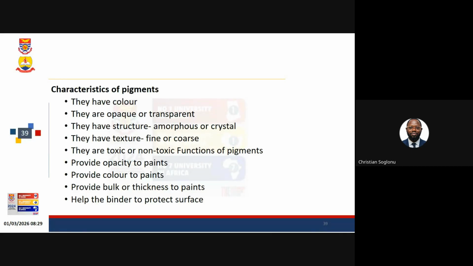So it provides opacity, and when you talk about opacity, you are talking about how opaque the paint is, that you cannot easily see through the paint. Provide color to the paint. Again, we've said that at the top before. It provides color to the paint. It provides bulk or thickness to the paint. Help the binder to protect the surface. So these are the characteristics of pigment.